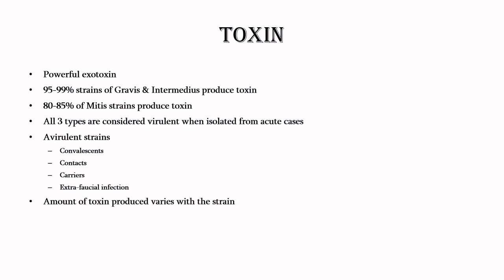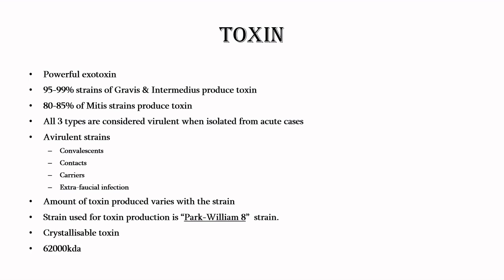Now, how much toxin is produced depends on the strain. One strain we have to note is the Park-Williams strain, which is used for toxin production. Why is it used? Because this toxin can be toxoided to be used as a vaccine. This toxin is a crystallizable toxin with a molecular weight of 62,000 daltons, and a very small amount, 0.0001 milligrams, is enough to kill a small or average sized guinea pig.